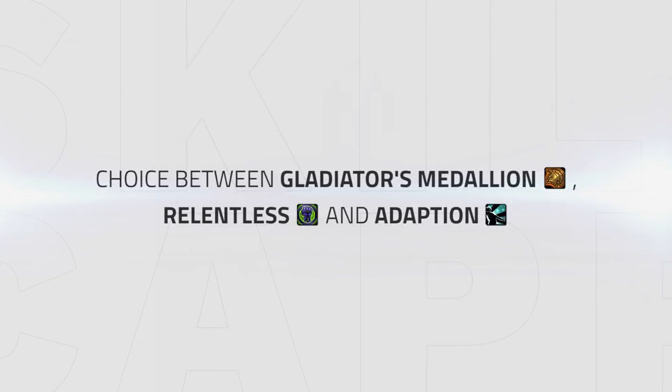For trinket choice, you have the options to choose between Gladiator's Medallion, Relentless, and Adaptation. Gladiator's Medallion is the recommended choice in most situations. It gives you full control over your trinket on a 2 minute cooldown, allowing you to use it either defensively to survive or even aggressively to score a kill.